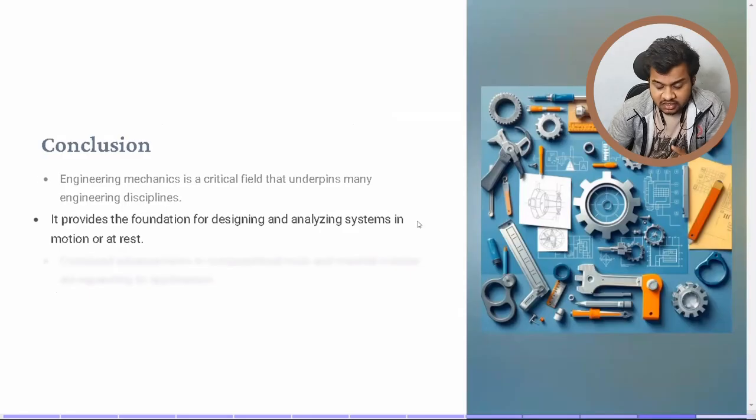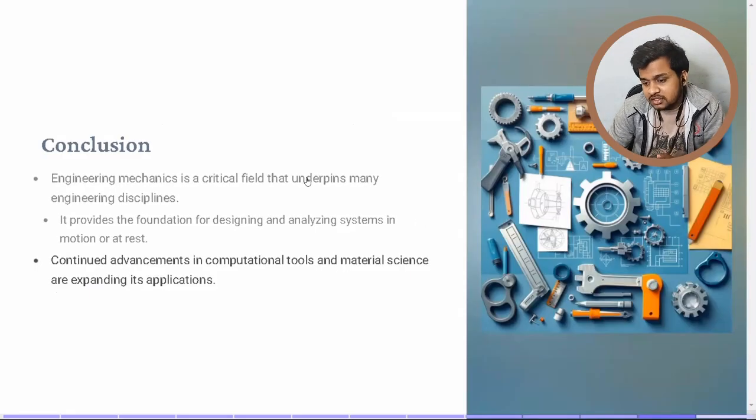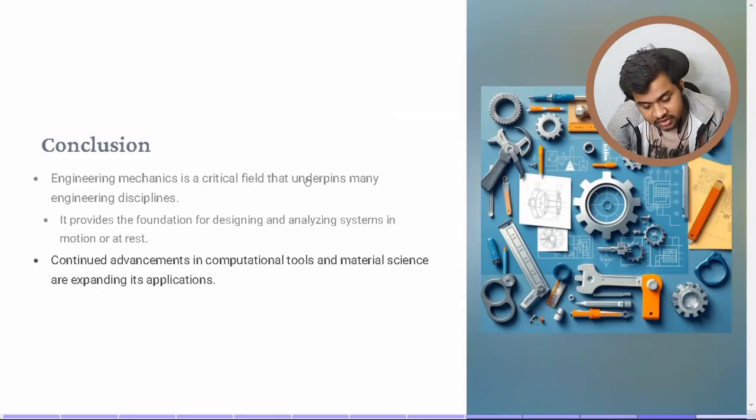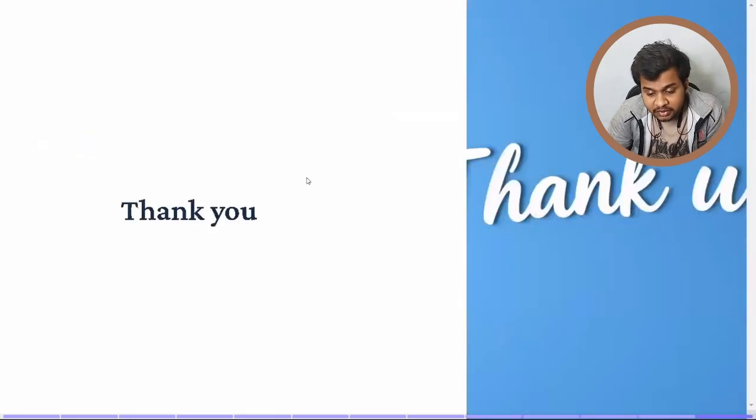We have seen this in these pictures. Continued advancement in computational tools and material science is expanding its applications. These are the three conclusions of the whole of engineering mechanics. We discussed engineering mechanics as a critical field, the fundamentals of design, and also the continued advancement in computational tools. So this was the video on engineering mechanics.